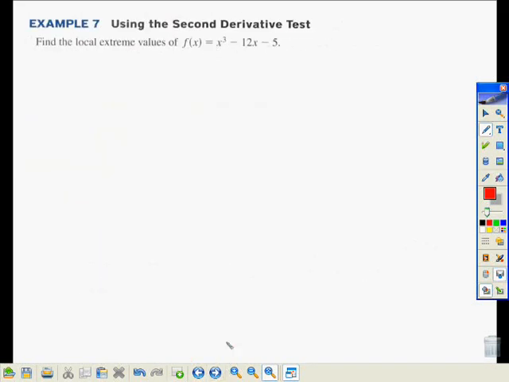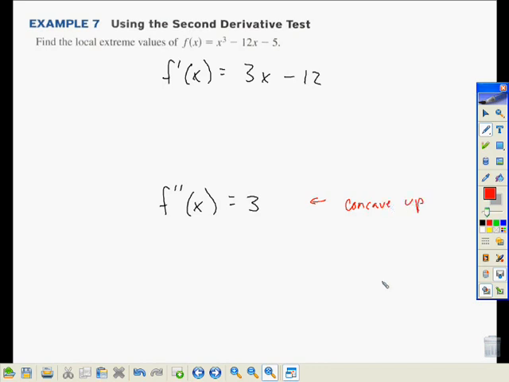So using the second derivative test, we're just going to take our derivatives of this and see what happens. f prime is 3x minus 12. And then also consider the second derivative, which is 3. Notice this is always positive, and so this is always concave up for the whole function.